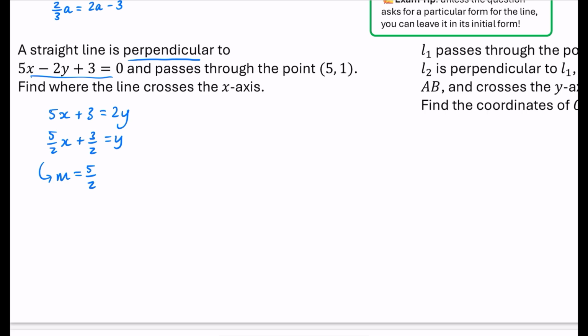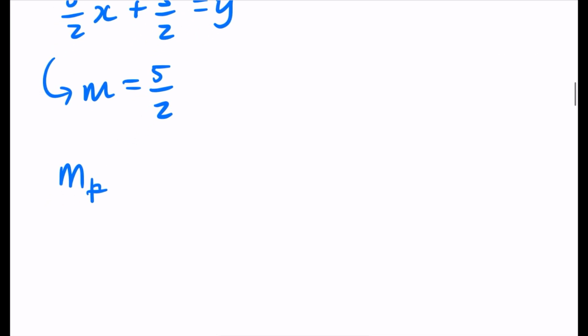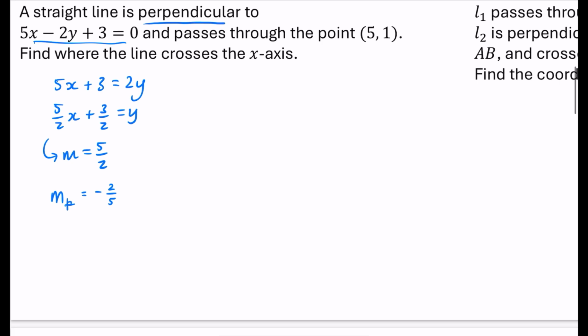Now, if you've watched my videos, when I say perpendicular, I often do m and then 2 little lines and the right angle symbol. The perpendicular to this gradient is the negative reciprocal. So the negative reciprocal is 2/5 instead of 5 over 2, and put the negative in there. Now we've got the gradient and we've got the point that it's passing through. So I'm going to go straight in with my y minus y1, which in this case is the 1 from the (5, 1) coordinate. My gradient, which is minus 2/5, and then x minus x1, which is 5.